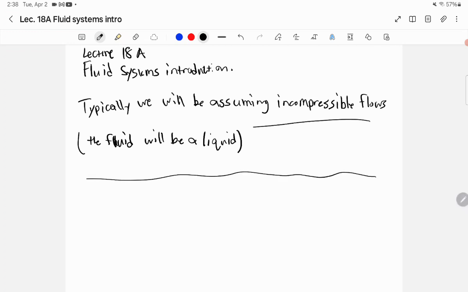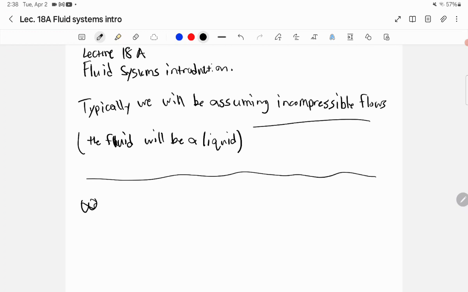Okay, and so we're just going to introduce in this video some of the variables, some of the equations, just like we normally do, and a few of the concepts, and then we'll move on from there in the next video with some examples. Okay, so let's look at the variables.